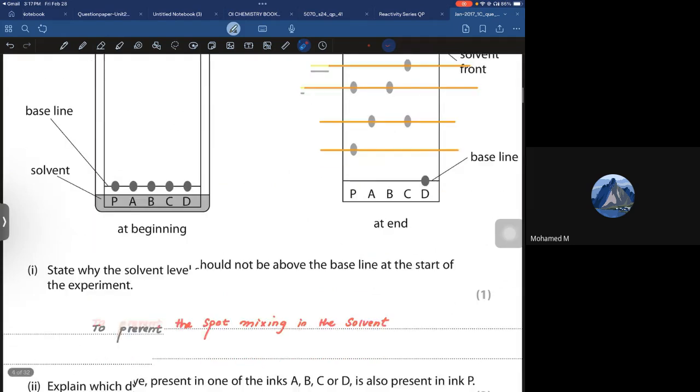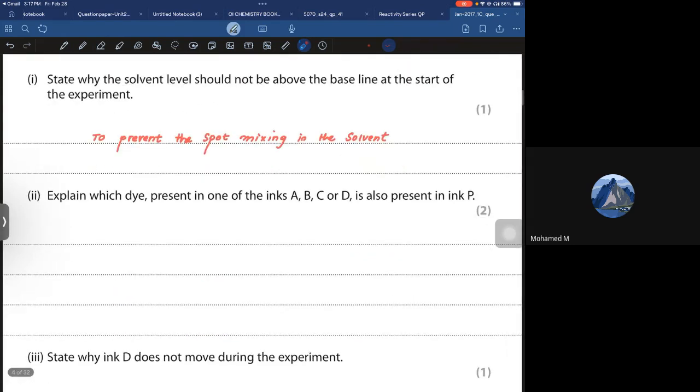So I am supposed to write: spot B covered the same distance as P. So P contains B.